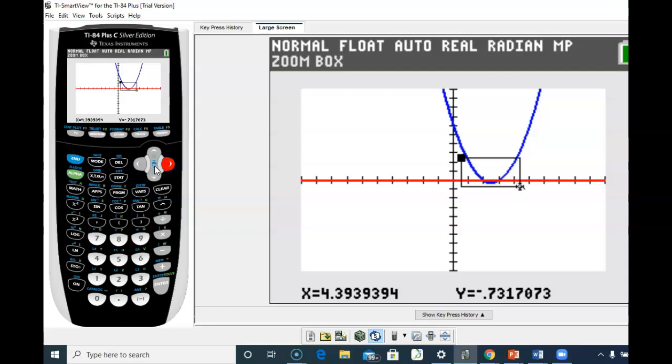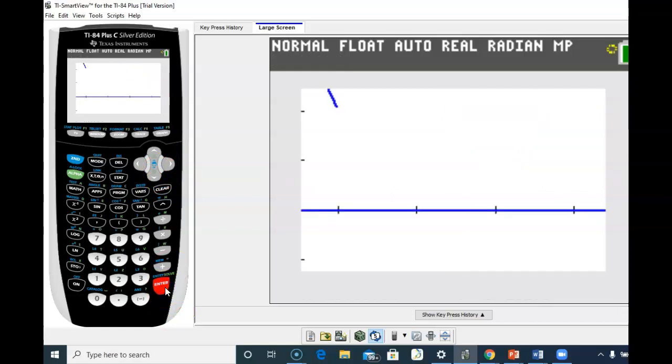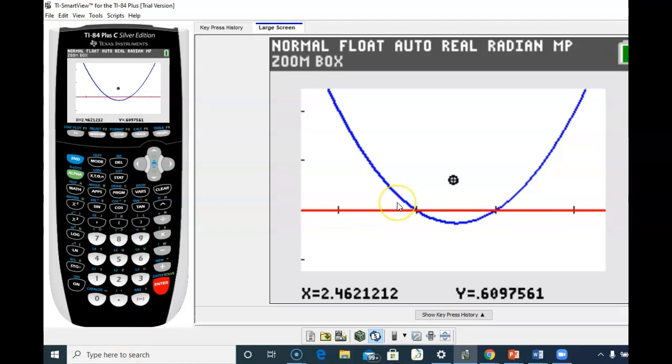Okay, and I'm actually going to go a little further down just to make sure I get everything I need. Press enter, and it's going to zoom in on that section that we're interested in. Okay, so I want to know where the parabola, which is the quadratic, is less than or equal to 0. So that's going to be this part in here.